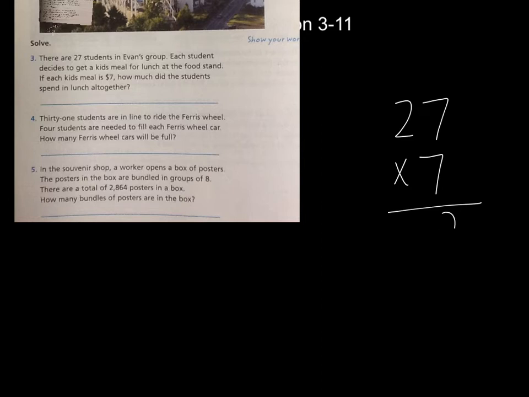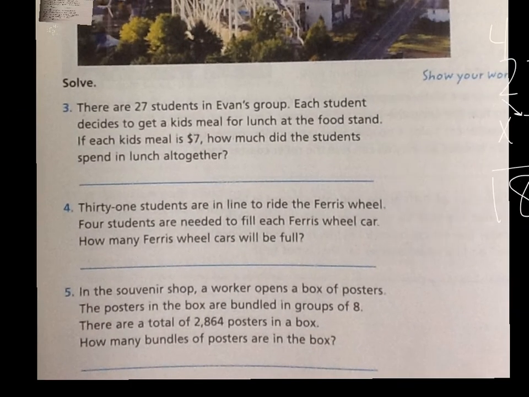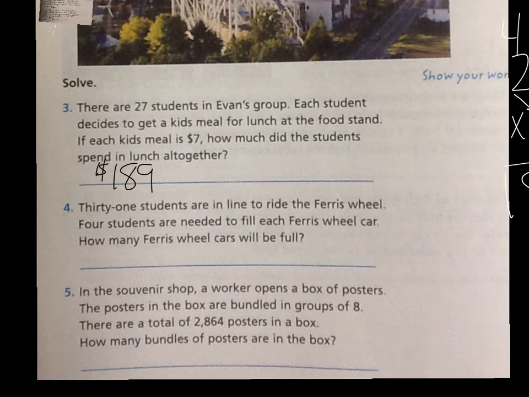So 7 times 7 is 49. Put the 4 up there. 2 times 7 is 14. Add the 4 on, you get 18. So that means $189 is spent on food altogether in Evan's group.